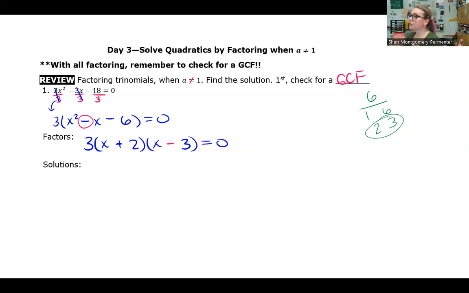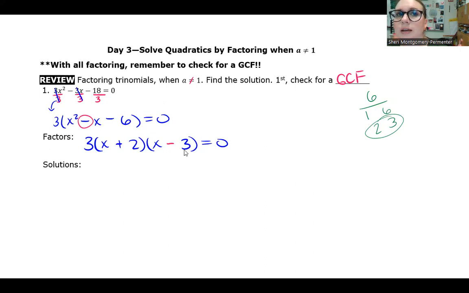If I have factors, can I easily find solutions? Yeah, it's setting each factor equal to 0. So what if I set 3 equal to 0? Is that a true statement? No. So unless there's an X out here, the 3 doesn't do anything. It doesn't change your factors or your solutions. So what are my solutions?